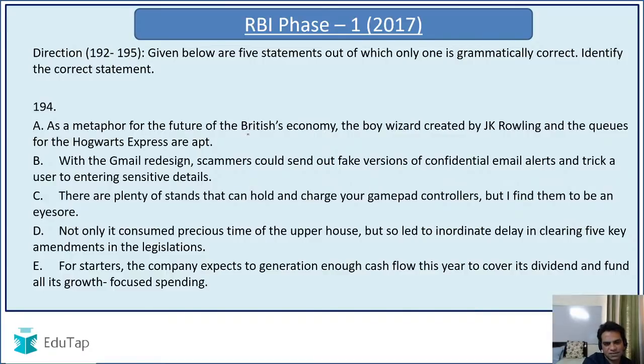In first, the future of not British's economy, British economy. As a metaphor for the future of British economy, the boy wizard created by J.K. Rowling and the cues for the Hogwarts Express are apt. Second, with the Gmail redesign, scammers could send out fake versions of confidential email alerts and trick a user into, not to trick a user into entering sensitive details. They trick a user to enter. Either it should be to enter or into entering. So this is where it gets wrong. Or option number C, I couldn't find any mistake.